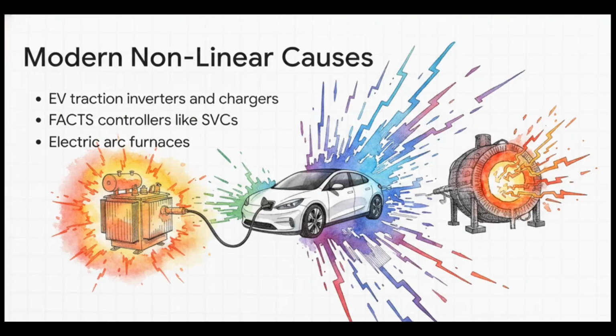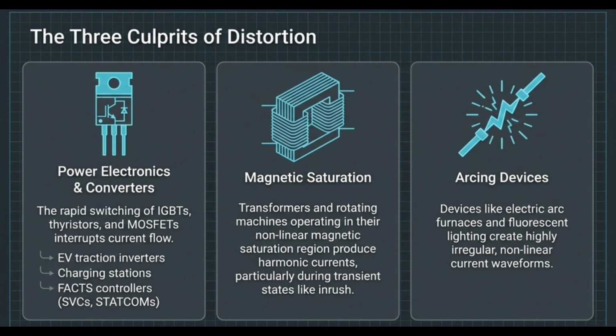Now, here is the ultimate irony. The very technologies driving our green, energy-efficient modern world are actually the greatest sources of this distortion. Power electronics that rely on the rapid switching of IGBTs, thyristors, and MOSFETs inherently create harmonics. Why? Because they literally chop up and interrupt the current flow thousands of times a second to modulate power. Whether we're talking about an EV traction inverter, a variable frequency drive, or even standard fluorescent lighting ballasts, that switching action just hacks away at the waveform.